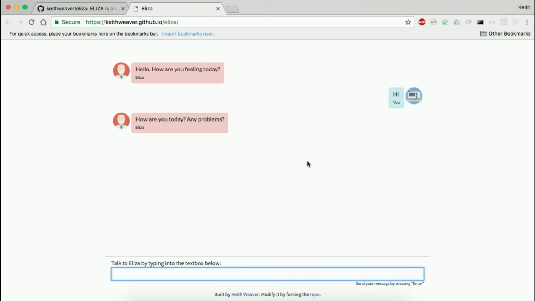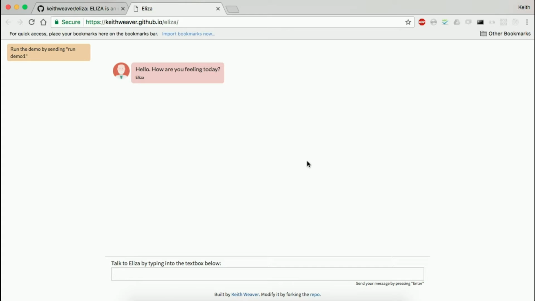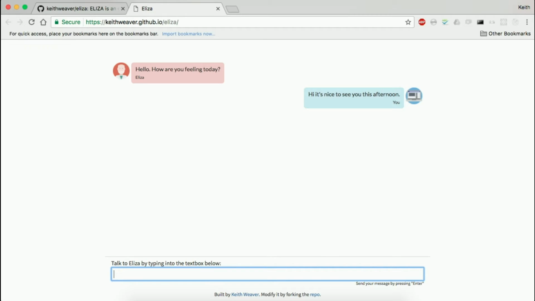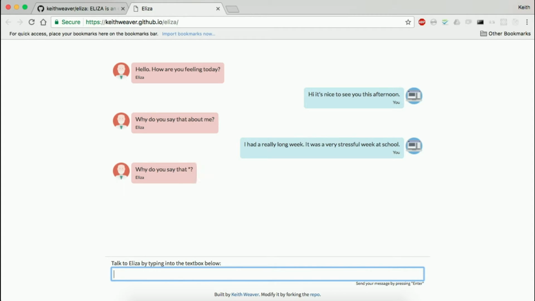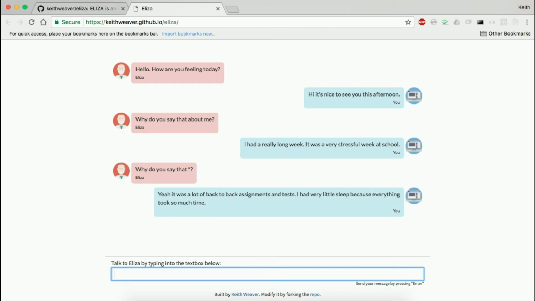So this is my version of Eliza. As you can see, it's pretty simple. Just open up the GitHub pages. It's all built in pure JavaScript. There are a couple of demos you can run. Just type in run demo, I think one, and it's based on time, and the responses are different every single time.